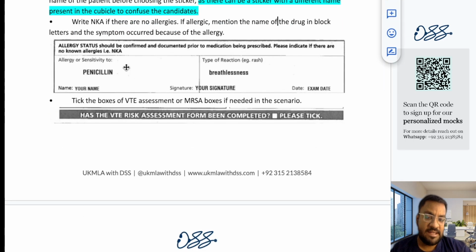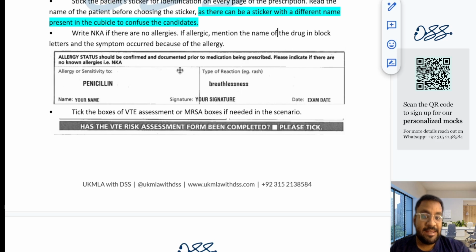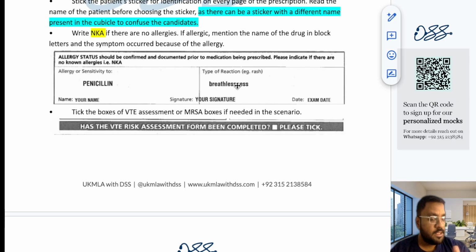Then they ask about the allergies. If there is an allergy, just write the drug and the kind of reaction that happens because of that particular drug. This is something that would be mentioned in the case notes. In case there are no allergies, then just write NKA. That means no known allergies. Do not leave it empty. NKA and a dash over here. Do not make the mistake of leaving it empty.